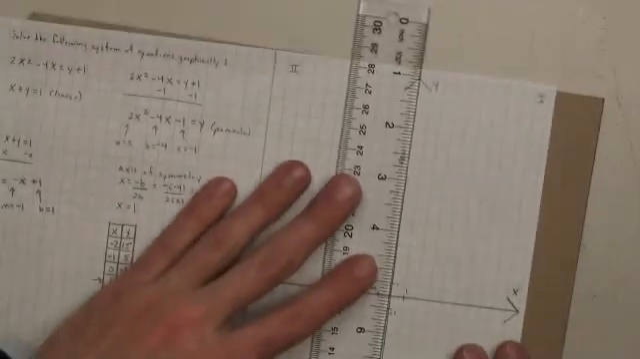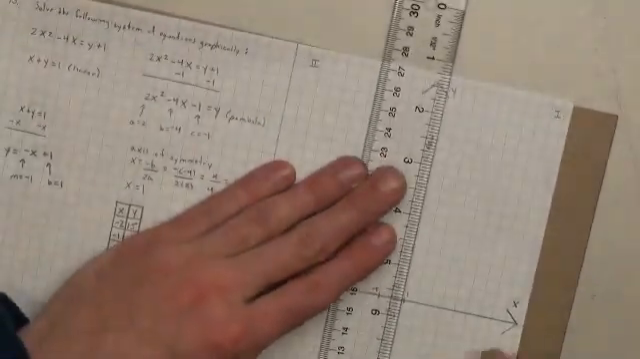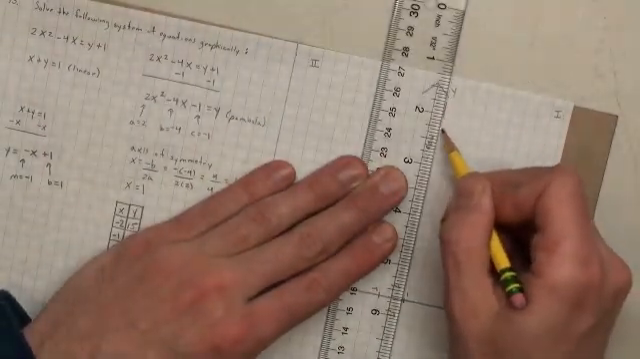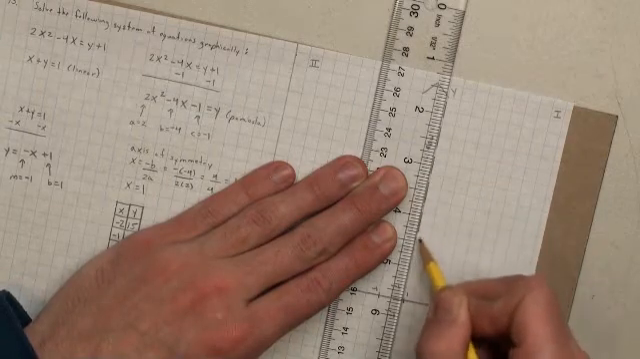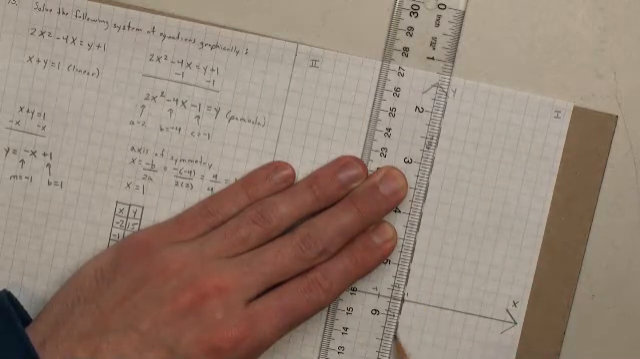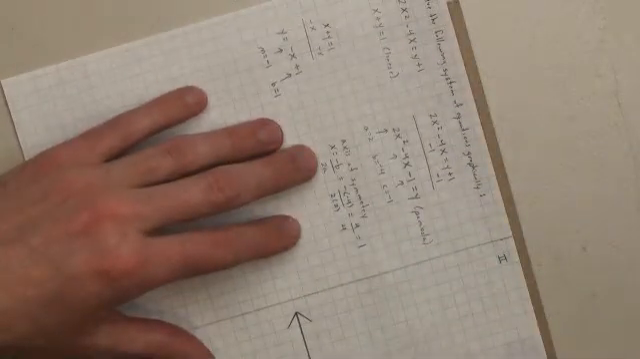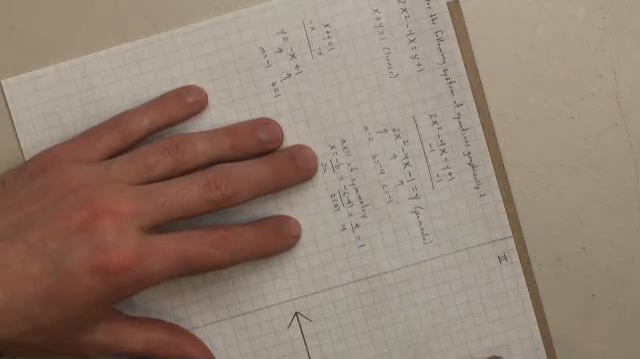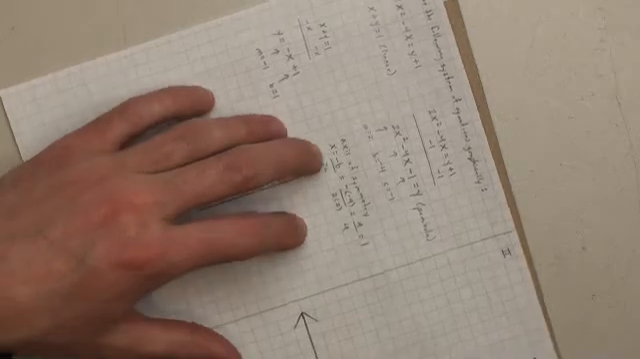Now, axis of symmetry is x equals 1. That's a vertical line that goes through 1 on the x-axis, but we draw it dashed for the axis of symmetry. Let's write on it. Axis of symmetry, x equals 1.